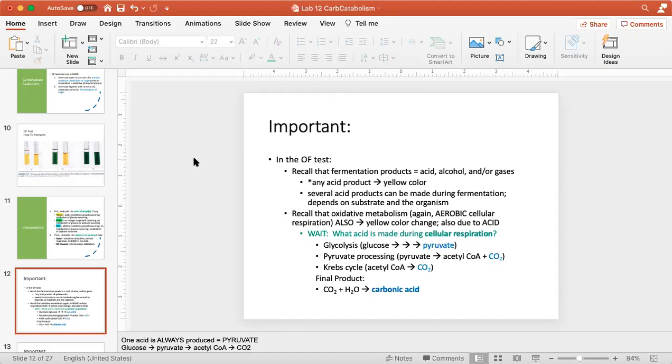In the fermentation test, if the organism ferments, regardless of what fermentation pathway it's using, the tube's going to turn yellow. And that's because of this. In all fermentation, and there are many different pathways of fermentation, at least one acid gets made. And that acid is pyruvate.